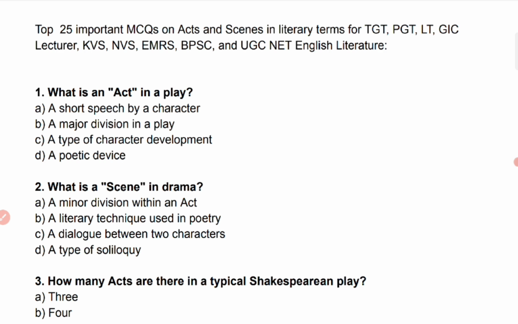Classical versus modern drama structure. Greek tragedy is divided into prologue, parodos, episodes, stasimon, and exodus. Shakespearean plays follow a five-act structure: exposition, rising action, climax, falling action, catastrophe. Modern one-act plays often focus on a single theme or conflict without traditional division.